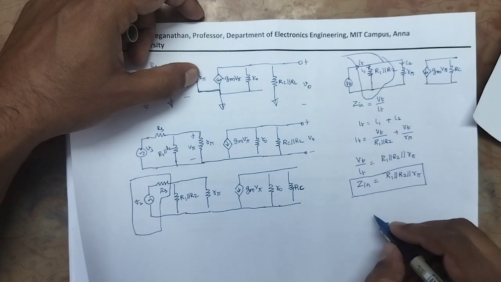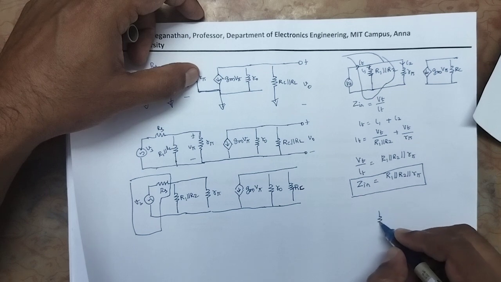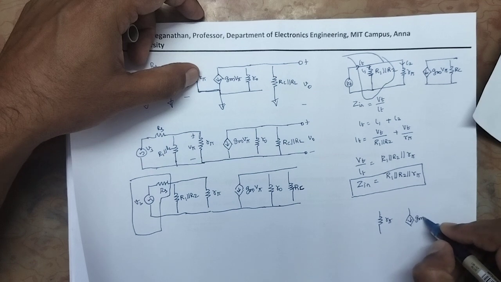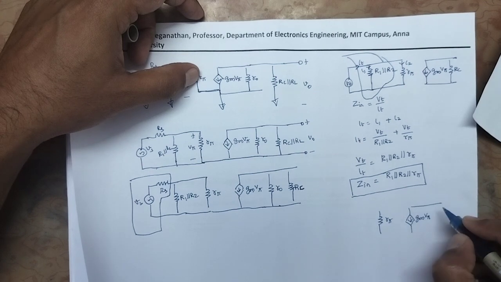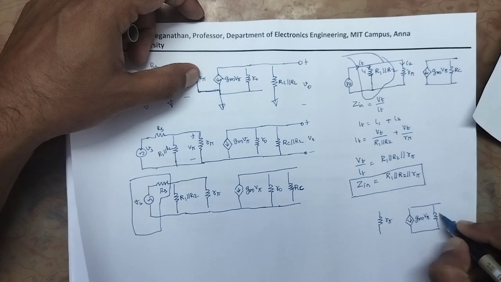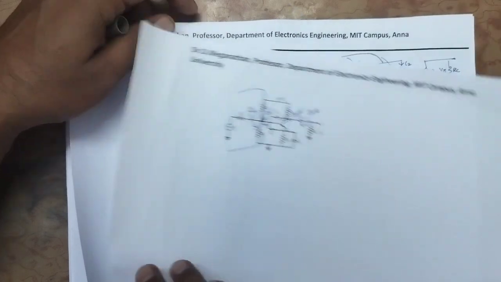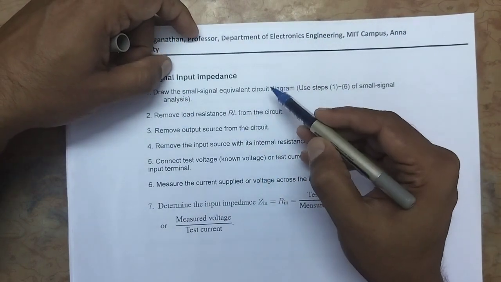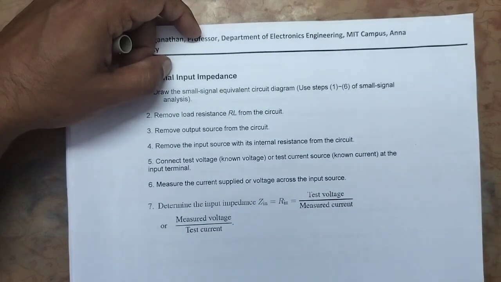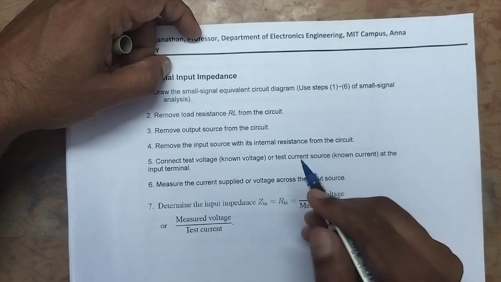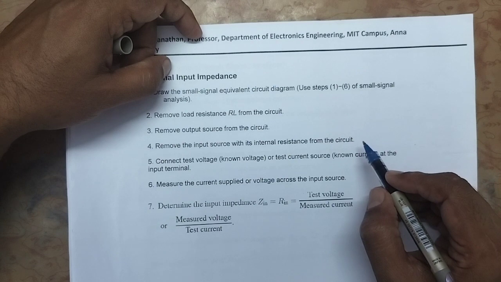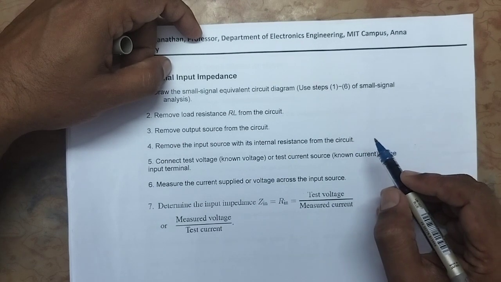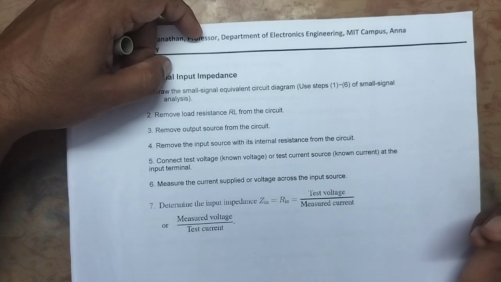Once again I will draw the circuit. Now the circuit will be R pi, gm V pi, RC. Okay, so we have to repeat the procedure. I follow step number 1 to 4. And I have neglected the biasing resistances R1 and R2, the R1 parallel to R2 combination, because we are going to measure the input impedance seen by the base terminal.